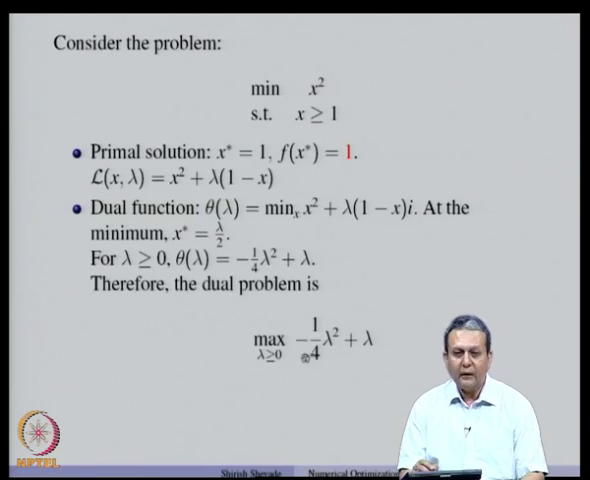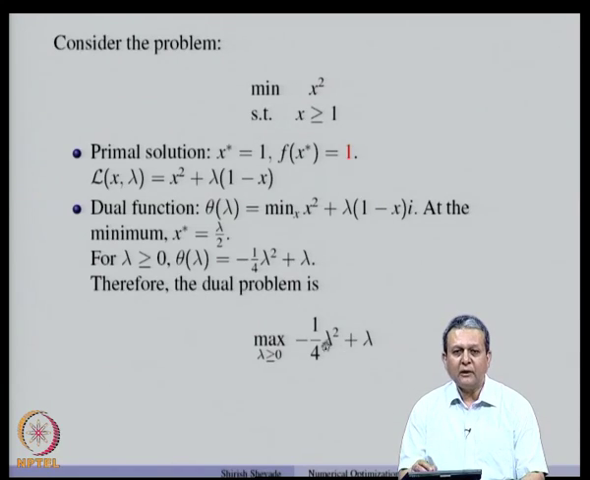Therefore, the dual problem is to maximize minus lambda square by 4 plus lambda subject to the constraint that lambda is greater than or equal to 0. So, this is going to be the dual problem. As you saw, we first considered the Lagrangian and then eliminated the primal variable from this objective function by taking the minimum, and then we substituted that x star in the objective function and got the function in terms of lambda, and that objective function needs to be maximized with respect to the condition that lambda is greater than or equal to 0.